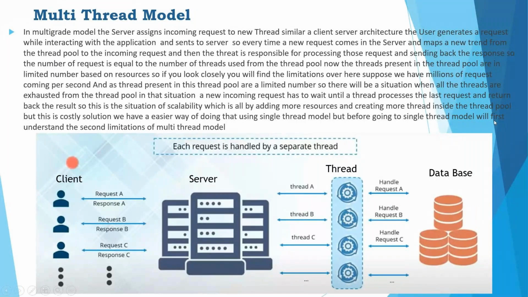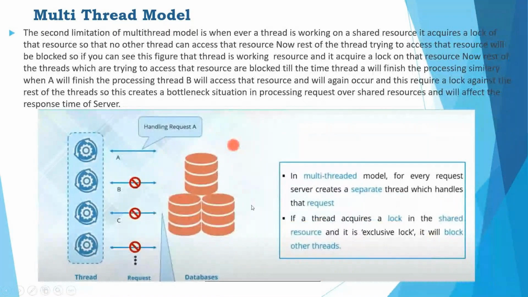We'll first understand the second limitation of the multi-thread model. Okay, before going to the single thread model, let's go for the second. This is called the multi-thread model. What is the other limitation we are going to see? The second limitation of the multi-thread model is that whenever a thread is working on a shared resource, it acquires a lock on that resource, so that no other thread can access it. So the rest of the threads trying to access that resource will be blocked.